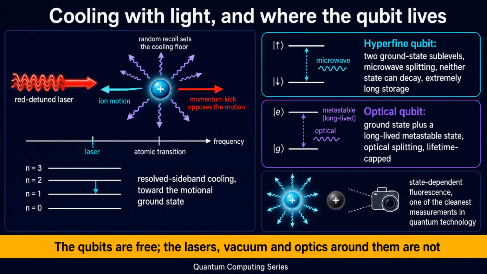The workhorse is Doppler cooling. Tune the laser slightly below the transition. An ion moving toward the light sees it shifted closer to resonance and absorbs more photons, and each one kicks against its motion. Random re-emission sets a floor, so experiments follow with sideband cooling, which removes exactly one quantum of motion at a time. The qubit lives in hyperfine or optical levels and is read out by state-dependent fluorescence. One state glows, the other stays dark.